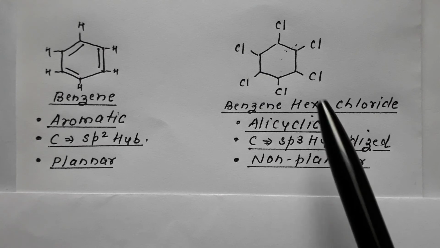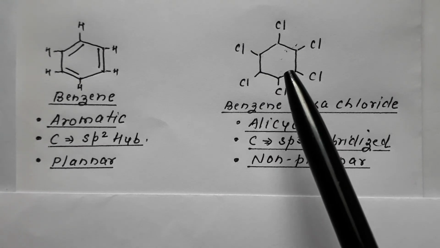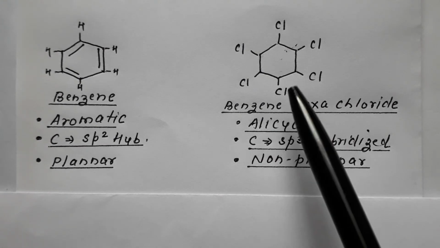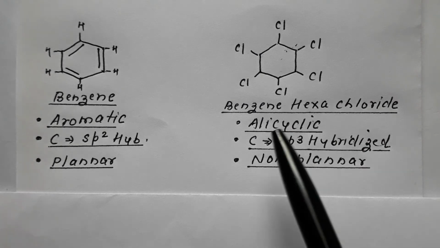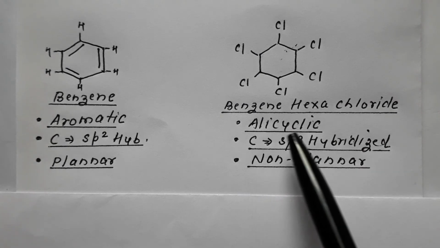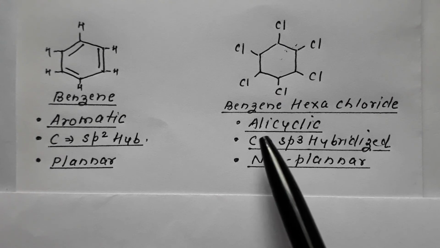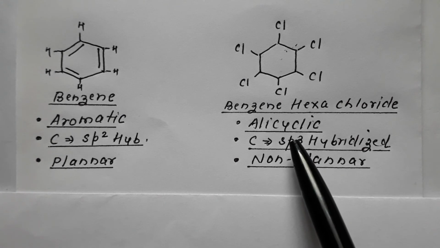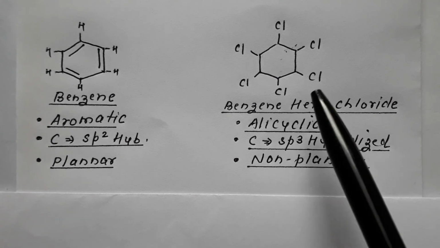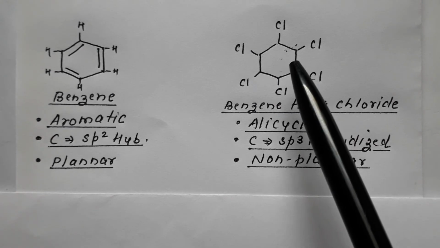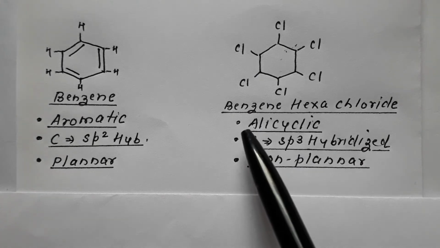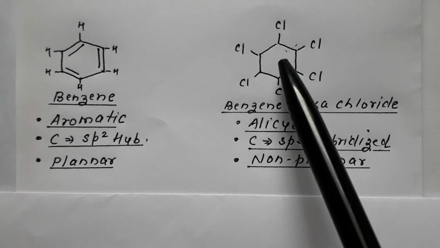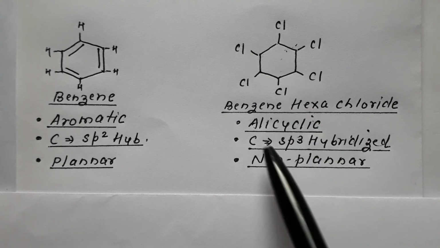Now in this compound there is no pi bond, so it does not obey Huckel rule. It is cyclic but not obeying Huckel rule. Therefore it is termed an aliphatic cyclic or alicyclic compound. Each carbon atom has formed 4 bonds, all of them sigma. In benzene hexachloride, carbon has formed 4 sigma bonds.